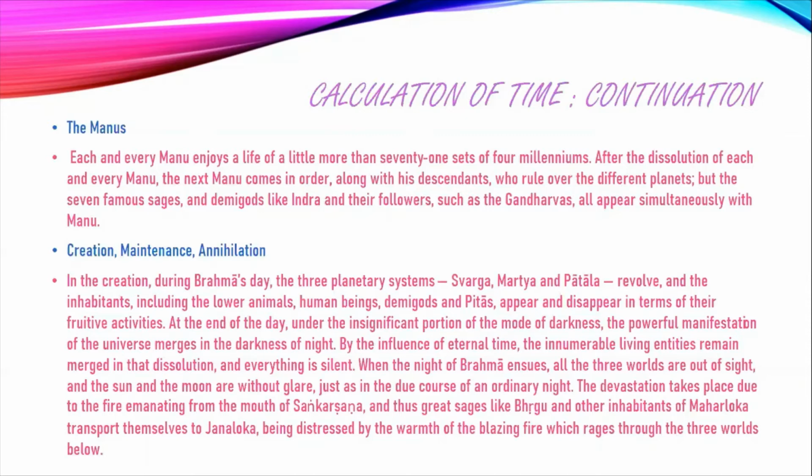The devastation takes place due to the fire emanating from the mouth of Sankarsana, and thus great sages like Bhrigu and other inhabitants of Maharloka transport themselves to Janaloka, being distressed by the warmth of the blazing fire, which rages through the three worlds below.